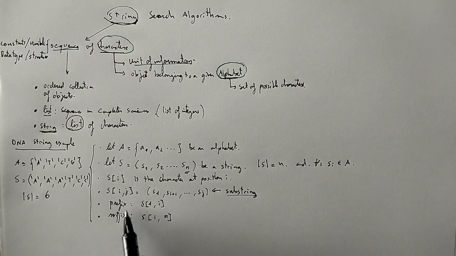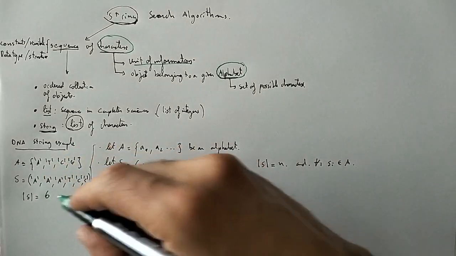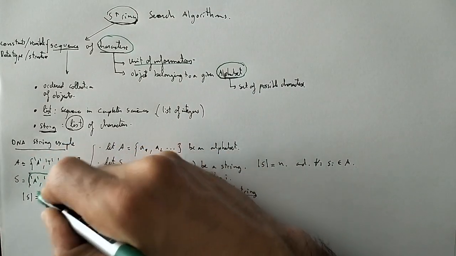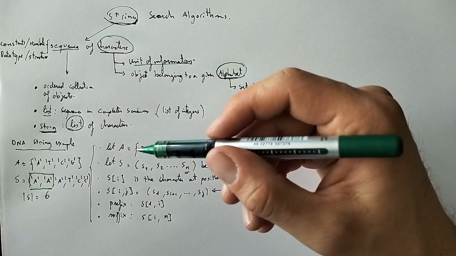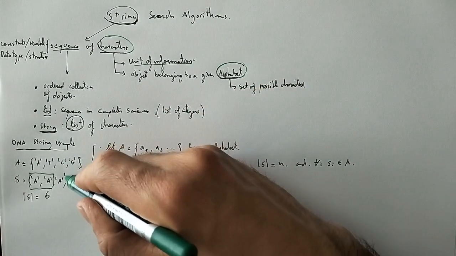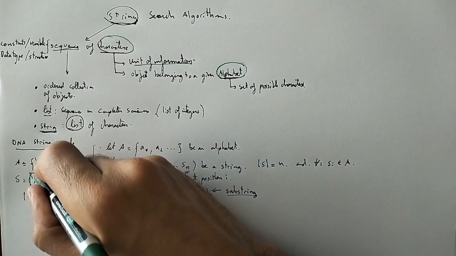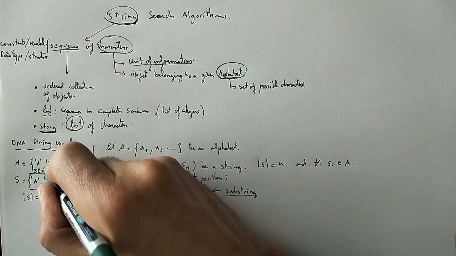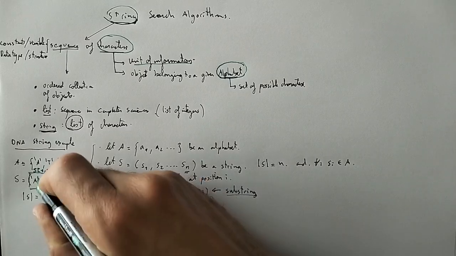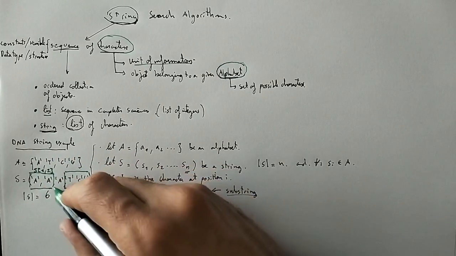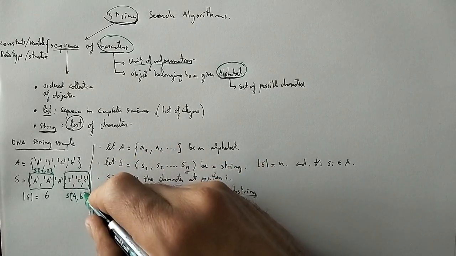And we can also define the prefix and the suffix. For example, the prefix until position 2 will be simply this part of the string. And the suffix from position 4, for example, will be this part. So this would be the prefix from 1 to 2, and this is the suffix from 4 till 6.